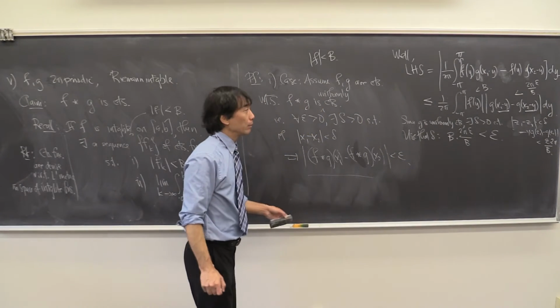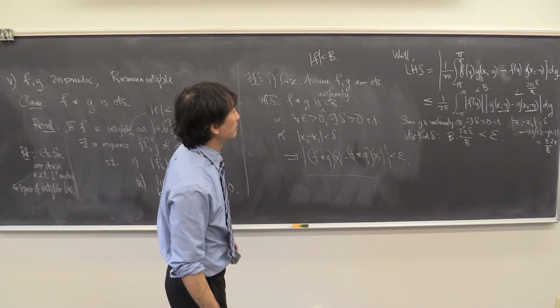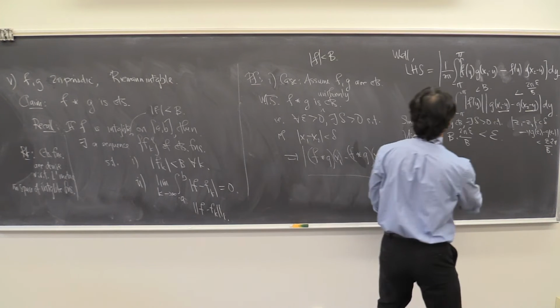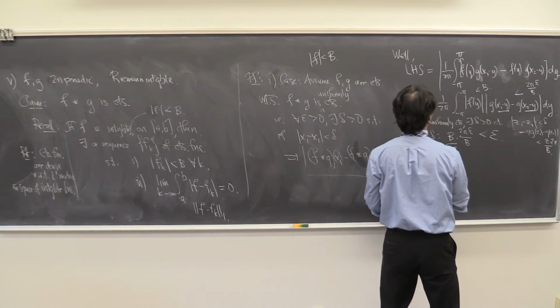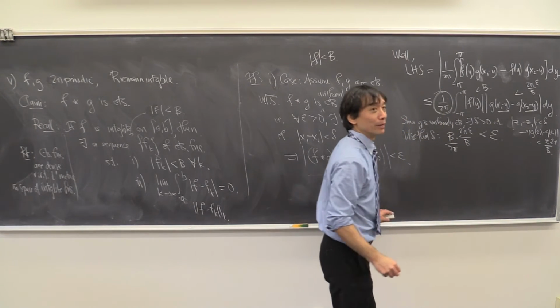Shouldn't the bound be epsilon over b, because we want it to be less than or equal to epsilon? Because we have an interval form, so there's a 2 pi here. Oh, okay. From here. Got it.